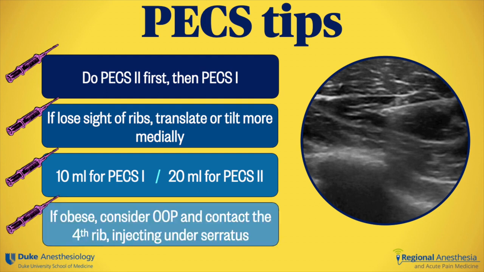And finally, if the patient's quite big or has a lot of soft tissue to deal with, it's often easier and perhaps safer to come out of plane rather than lose your needle trying to go in plane. Using the fourth rib as a backstop for the PECS 2 block, the needle can be carefully advanced to contact the bone, and then 20 mL of local anesthetic administered deep to the serratus muscle. Comparative studies suggest that the block dynamics are roughly the same whether the local is deposited above or below serratus.